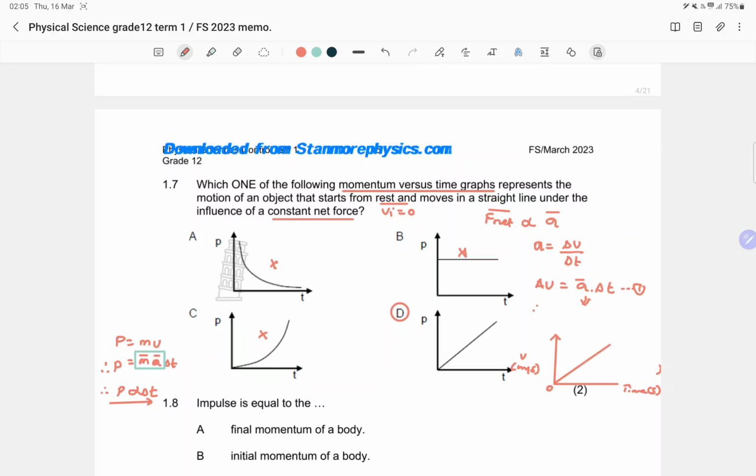Anyway, so we can say here, therefore, the change in velocity is directly proportional to the change in time when acceleration is constant. So I just wanted you to be able to appreciate these graphs. Nice and easy.